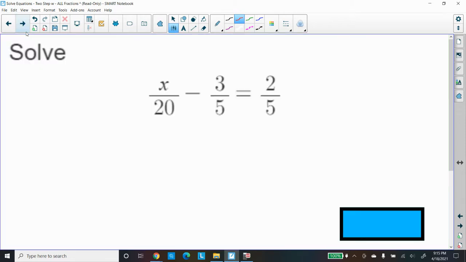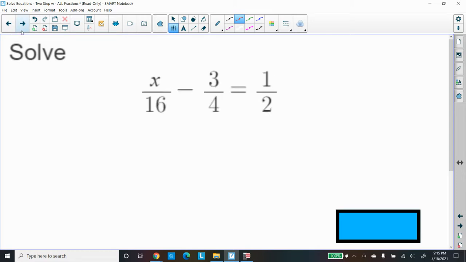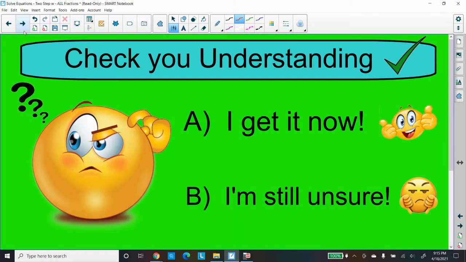So here's another question for you. I'm going to let you do it on your spare time, bring in the answer, and see if we get it right. So x over 20 minus 3/5 equals 2/5. Here's another question for you. X over 16 minus 3/4 equals 1/2. So I hope you're getting it and getting down the answers right.